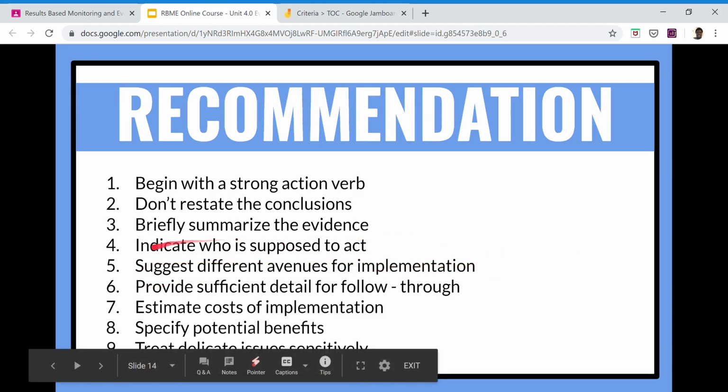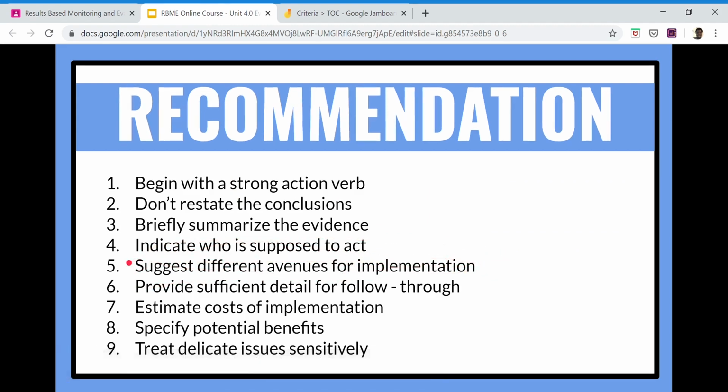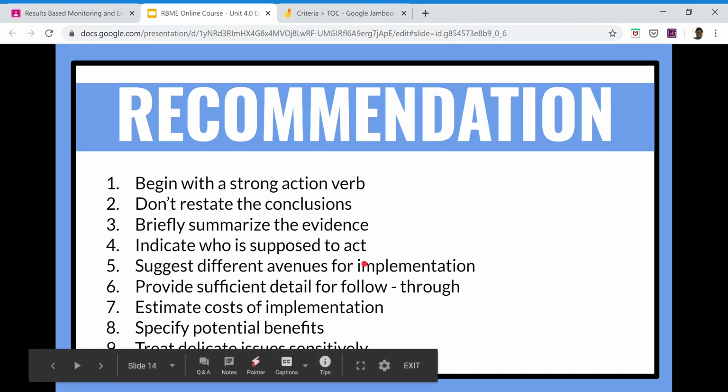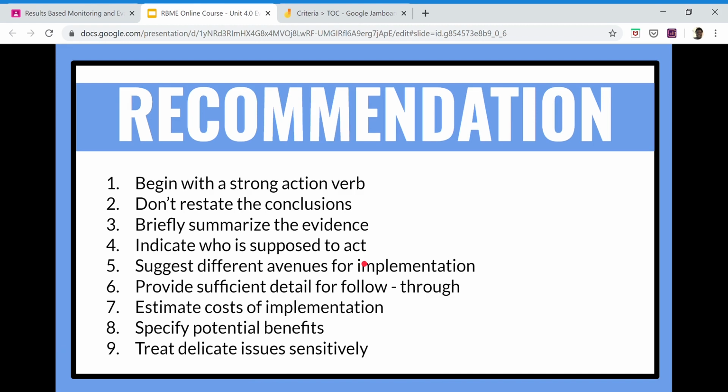You could suggest different avenues for implementation. So one thing is to go ahead with the policymaker, because the policymaker is already thinking about how to implement. But if there are avenues or opportunities on where to leverage, it's important you include that in your recommendation as well. Providing sufficient detail for follow through is also important.